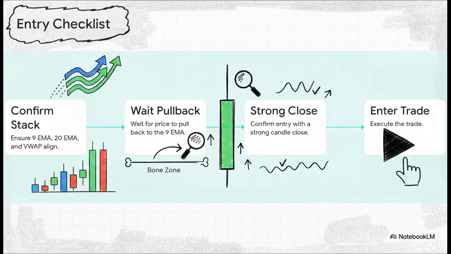Step 1. Confirm your stack. Make sure that 9 EMA, 20 EMA, and VWAP are perfectly aligned. Step 2. Wait for that price pullback right into the 9 EMA or the bone zone. Step 3, and listen, this is the real secret edge here. Wait for a strong candle to actually close. Never anticipate the close. Waiting for confirmation is what prevents you from trying to catch a falling knife. Step 4. Execute the trade.